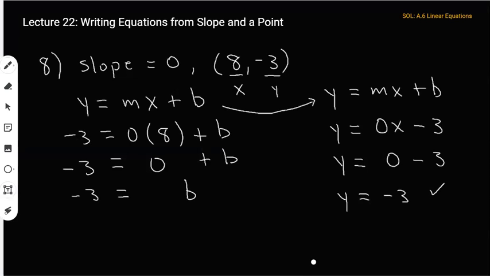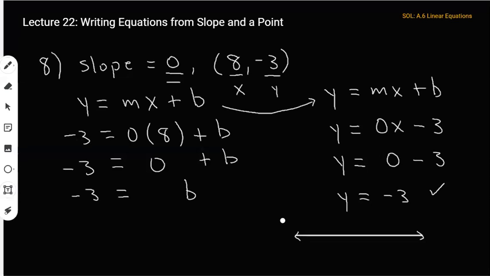This is going to be the equation of a horizontal line. I know my line is going to be horizontal because my slope is 0, right? That means that the line isn't going to have a slope. It's just going to be a flat horizontal line.